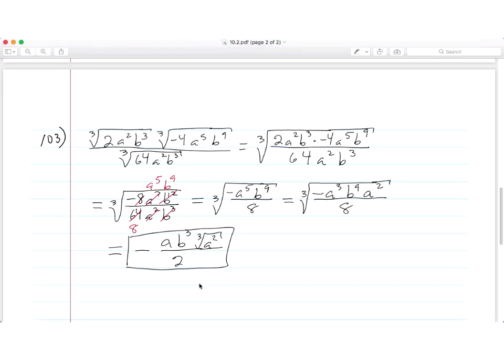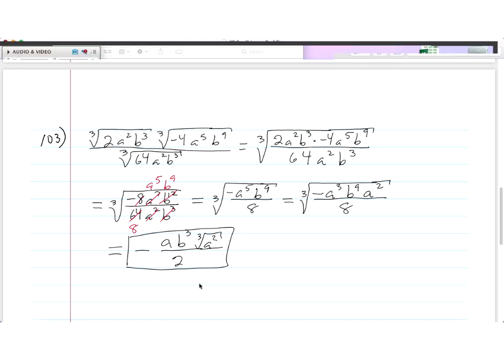And so that finishes off section 10.2. Let me go on to section 10.3.